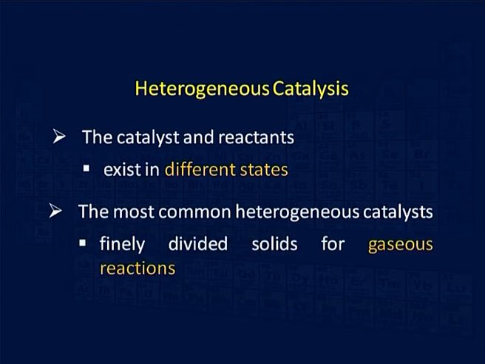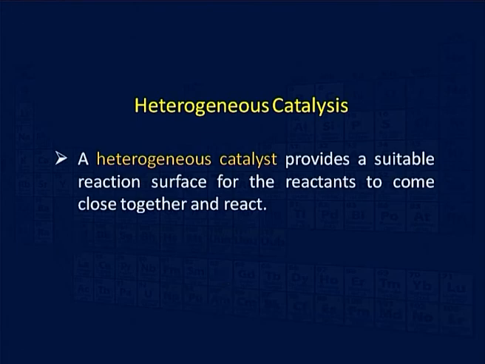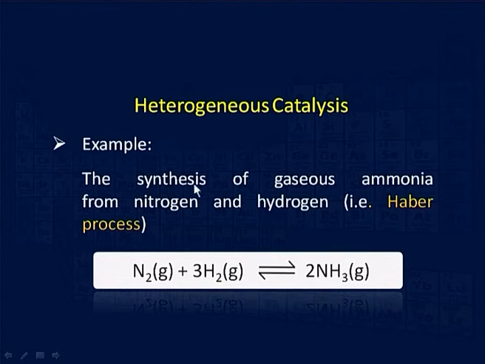The most common heterogeneous catalysis is generally provided by the example in which the reactants are gases and the catalyst is a solid. A heterogeneous catalyst provides a suitable reaction surface for the reactants to come closer and to react. The example, as I said, is the famous good old Haber process. In this process, ammonia is synthesized from 1 molecule of nitrogen and 3 molecules of hydrogen to give 2 molecules of ammonia. This reaction is catalyzed by iron.